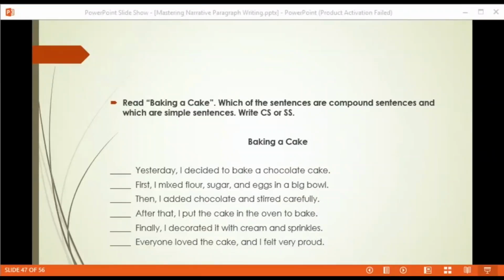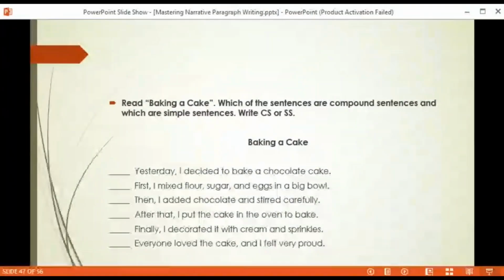Yes, who raised your hand? Who raised her hand? Is because it has 2 different verbs and 2 different subjects. Next, please. The first, second, third, fourth, fifth sentences are simple sentences. The last one is a compound sentence. SS stands for simple sentence. CS stands for compound sentence. Next, please.